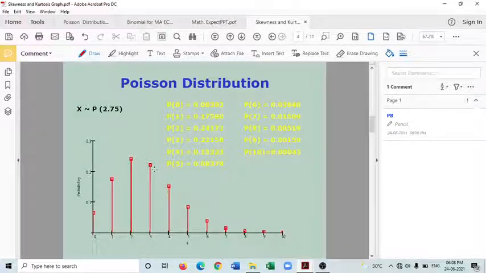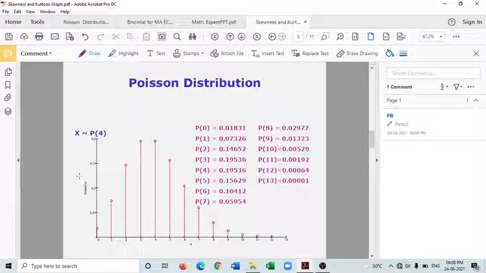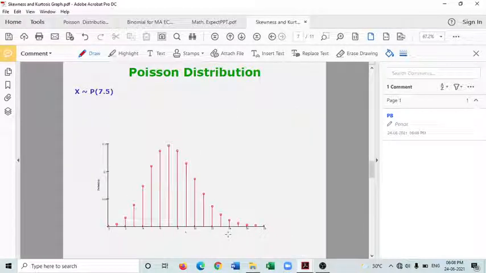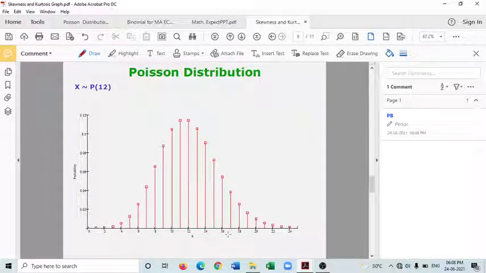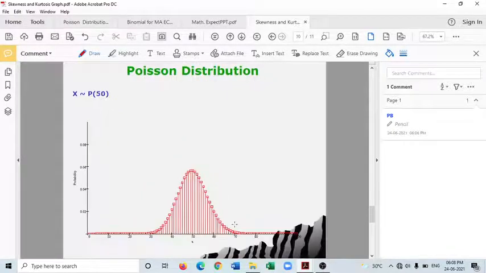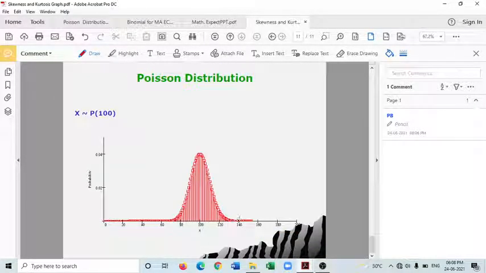That's our point, so we increase the value of lambda successively. Here lambda is equal to 4, that is, x follows P of 4, and here the shape is better than the former shape. It is coming close to a symmetric shape. Next is 5, then 7.5. Now I increase lambda to 12, and we have a more symmetric shape. When lambda becomes 25, it comes to almost a symmetric shape. When lambda becomes 50, the shape is more symmetric, and when lambda equals 100, we get a very symmetric shape.